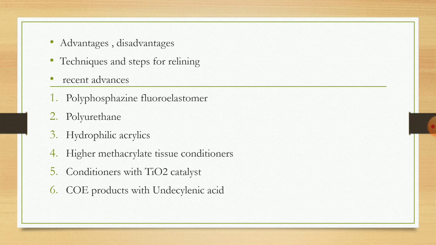And lastly, recent advances. Do not forget to add recent advances in every answer. You should add it as much as you can in every question. In recent advances, some of the names for tissue conditioners are polyphosphazine fluoroelastomer, polyurethane, hydrophilic acrylics, higher methacrylate tissue conditioners, conditioners with titanium oxide catalyst, and products with undecylenic acid.